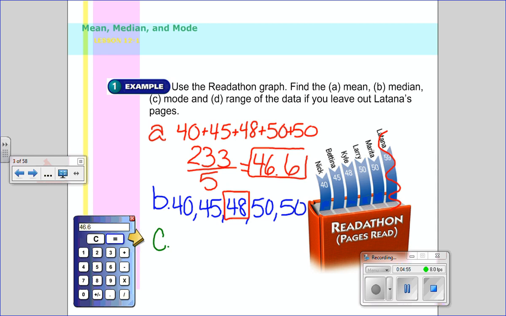And then finally, let's see, find the mode. Is there a number that occurs more often than the others? Yes, there is. We have 50 that occurs twice. So the mode here would be 50.